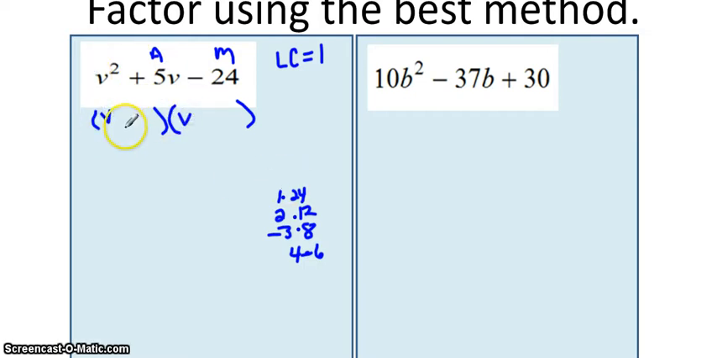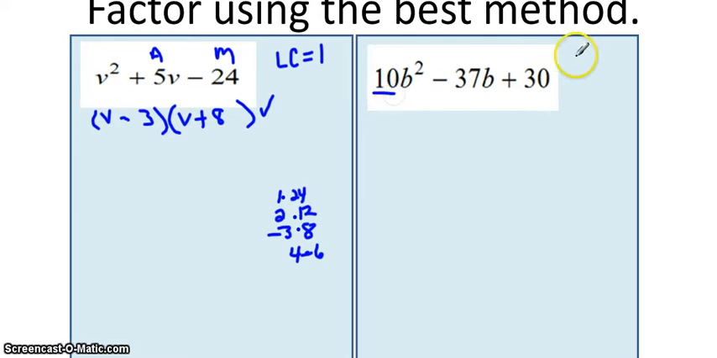So then I bring my two factors into my binomials. v minus 3 times v plus 8 is my factored answer. Now, if you recall from earlier in the chapter and last chapter, when we FOIL this, meaning we multiply our firsts, our outsides, our insides, and our lasts, we'll get the trinomial that we started with. And in that turn, we will know that this is the one and only correct factored answer. Now let's take a look at our second example.